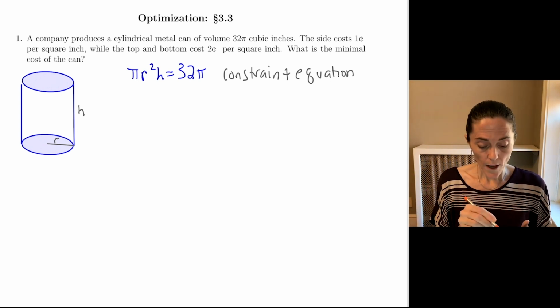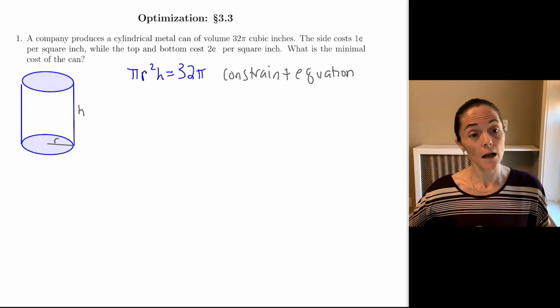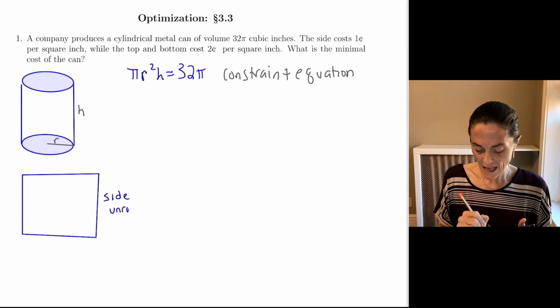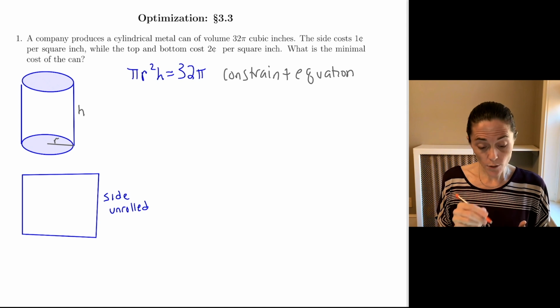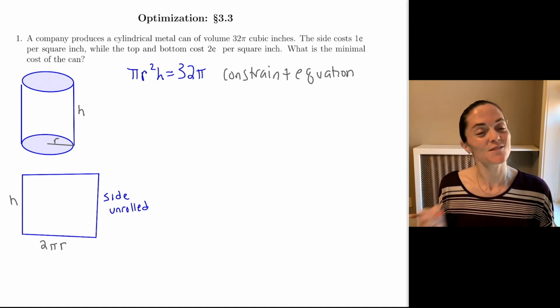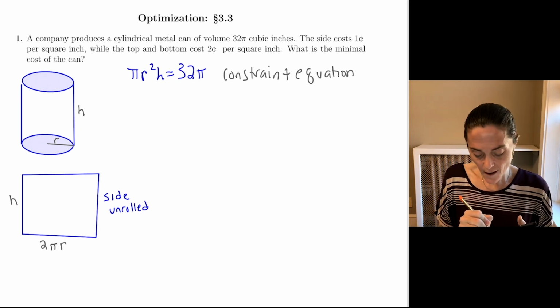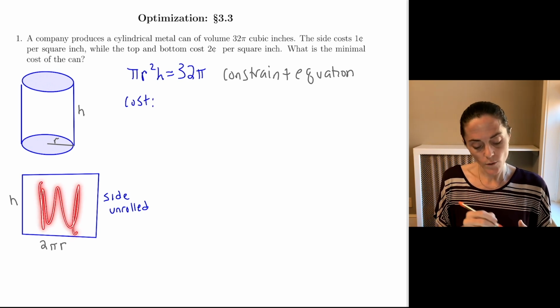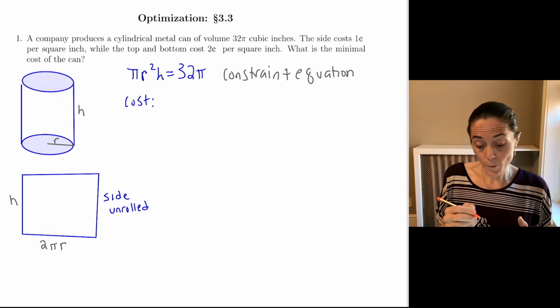Let me think for a moment about the side part. It costs 1 cent per square inch. In my picture, I have taken the side and unrolled it. You notice the h is still h, but this is 2 pi r. It's the circumference of the circle. So that's going to help us here. To get the cost as a function of both r and h, on this part, which goes all the way around my can, the area is 2 pi r h.